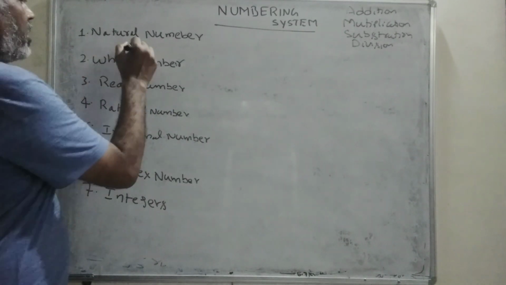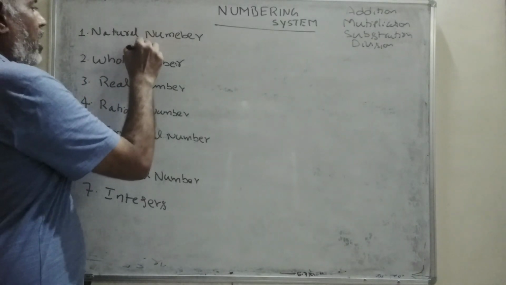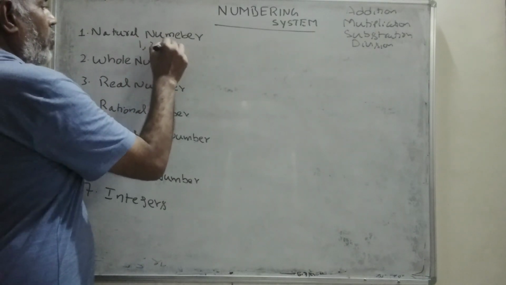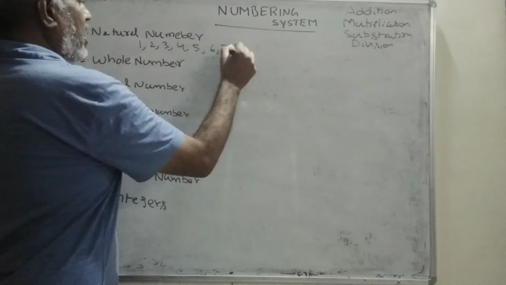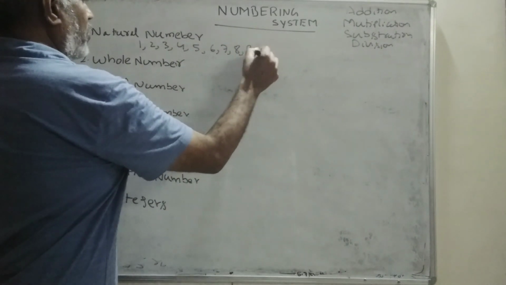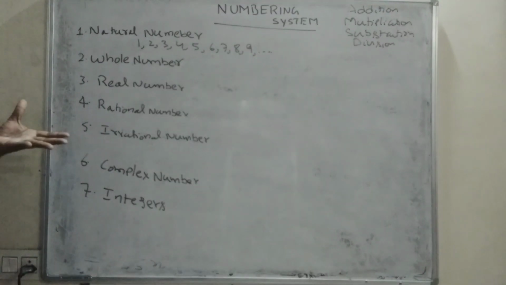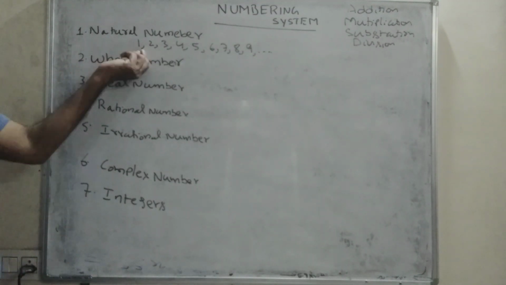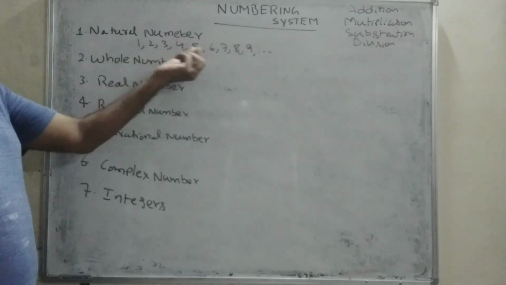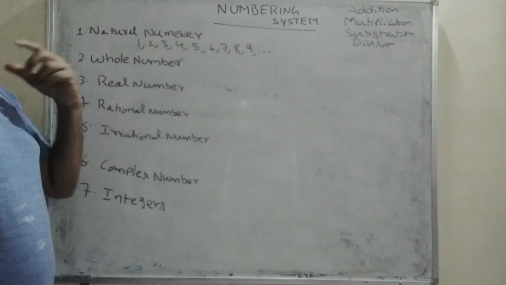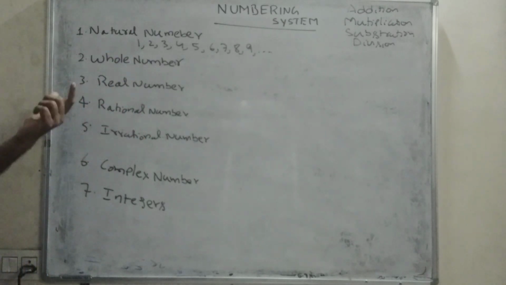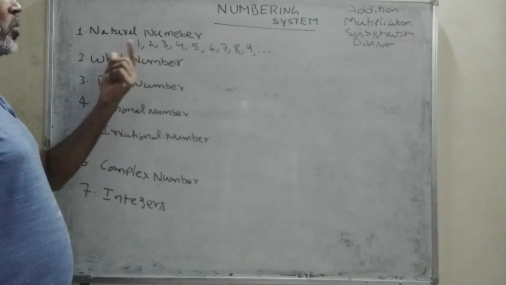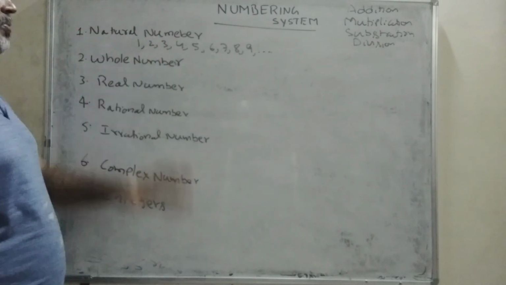Now, the natural number will be just counting of numbers: 1, 2, 3, 4, 5, 6, 7, 8, 9, and so on. That means any system which begins with number 1 and keeps on going is a natural number. It will begin with 1. So always any count will start with 1, 2, 3, 4, 5, like that. It will keep on going.